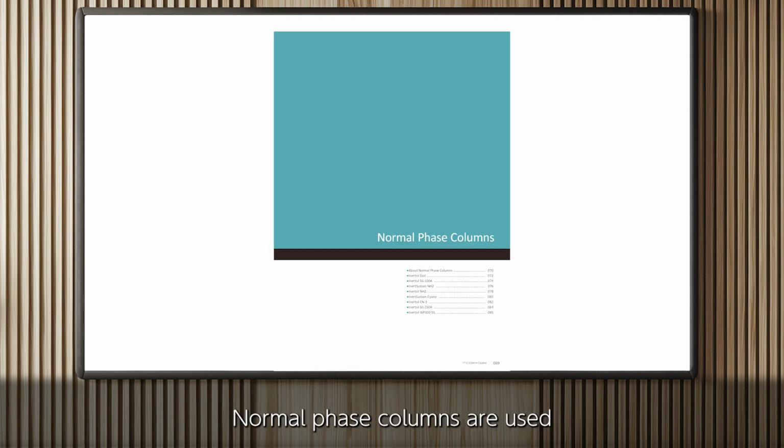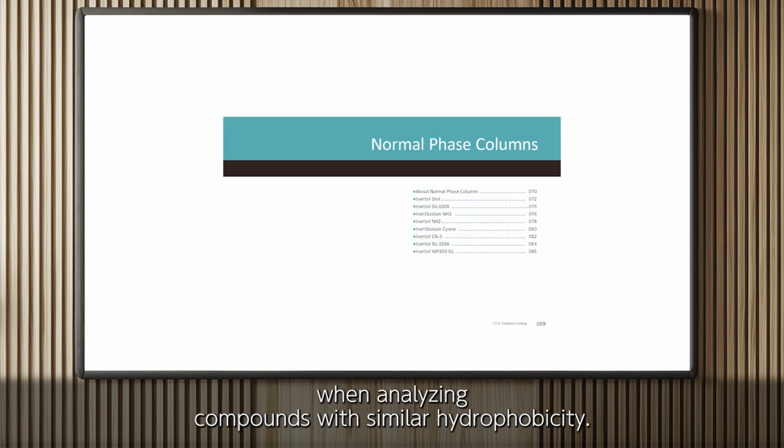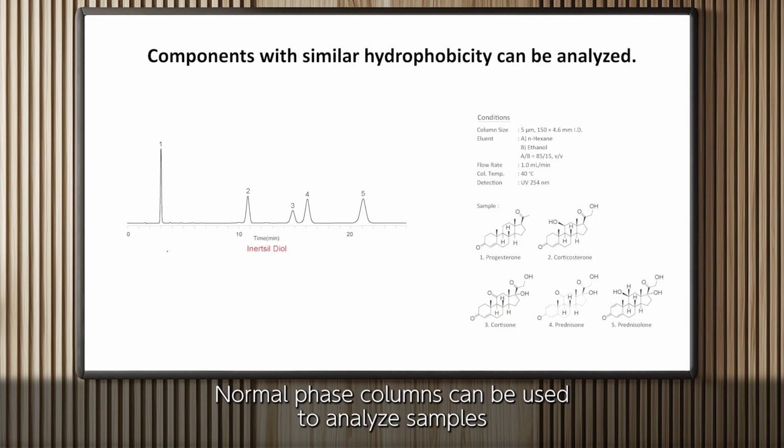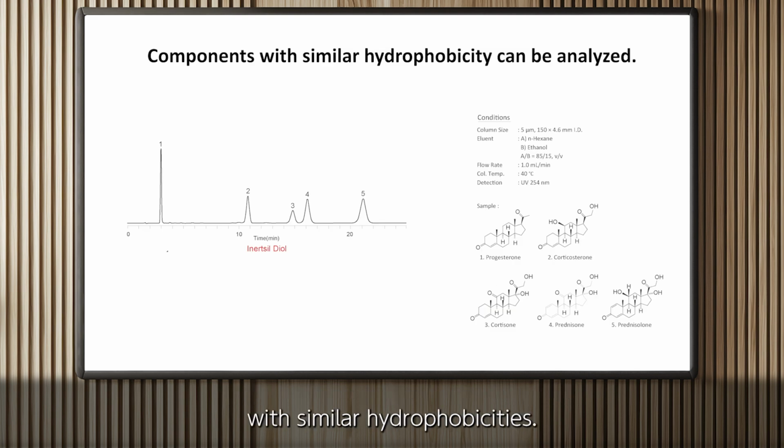Normal phase columns are used when analyzing compounds with similar hydrophobicity. For example, normal phase columns include diol groups and bare silica. Normal phase columns can be used to analyze samples with similar hydrophobicities.